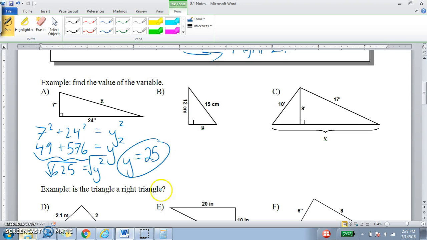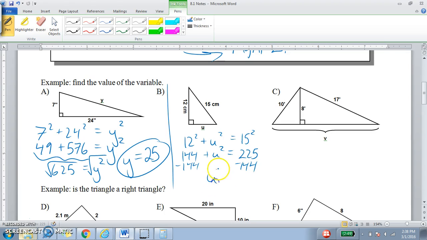So y is 25. This one over here is a little bit different because now u, our variable that we're trying to find, is one of the legs. So now we're going to set up 12 squared plus u squared equals 15 squared, because 15 is the hypotenuse. So 12 squared is 144, 15 squared is 225. So now we're going to have to subtract this 144 to isolate the u. So 225 minus 144 is going to be 81. And when we take the square root of that, u is 9.